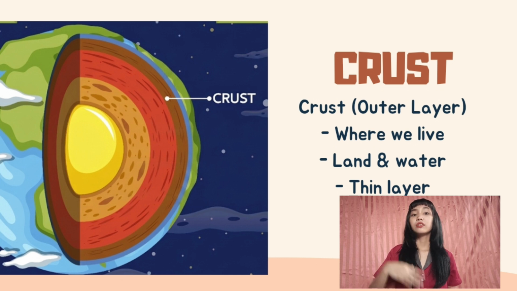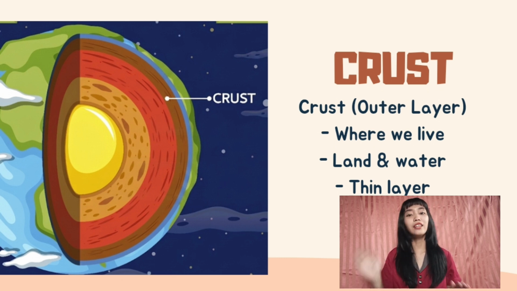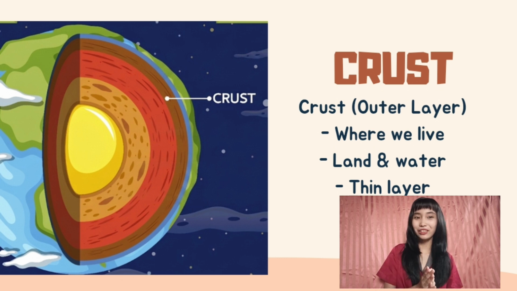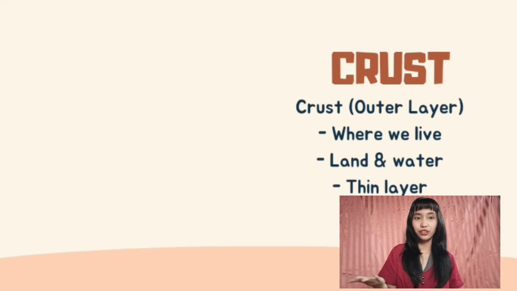The first layer is what we call the crust. This is the outermost layer of the earth. It is the part where we live. First, I'm going to ask you a question. What are some things you can find in the crust? Any idea? Okay. Yes, we can find land, water, mountains, and soil. And it is actually very thin compared to the other layers.